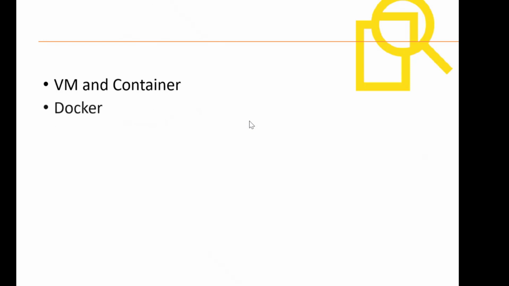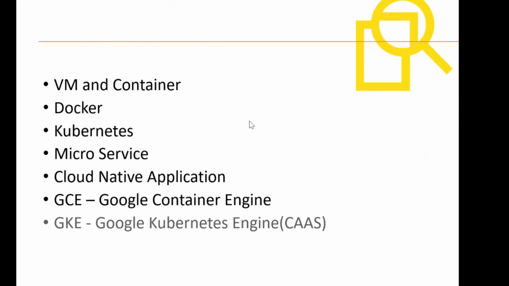Our next part is containerization. This is the topic of container as a service that we are talking about now. Earlier, we talked about compute engine. When I talk about container as a service, I want to say some points here: we are moving towards cloud native applications. The industry is moving towards cloud native applications.